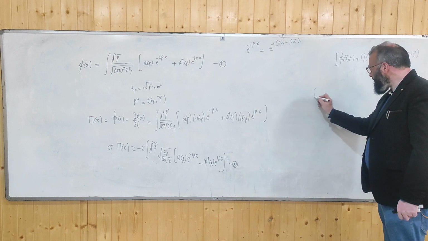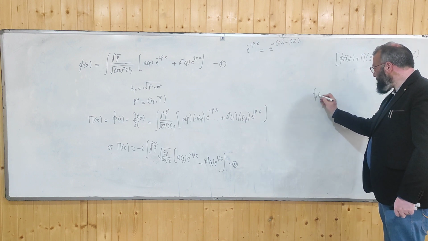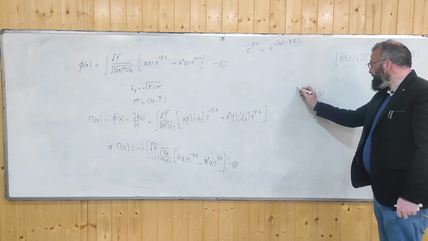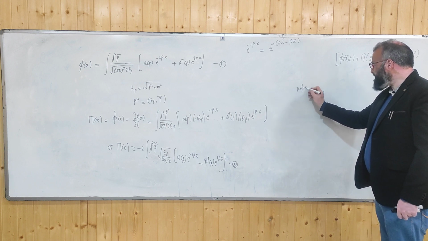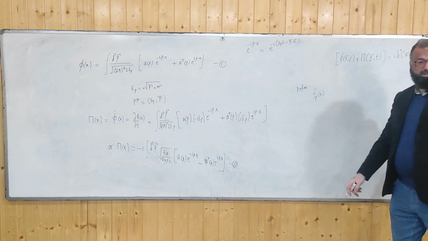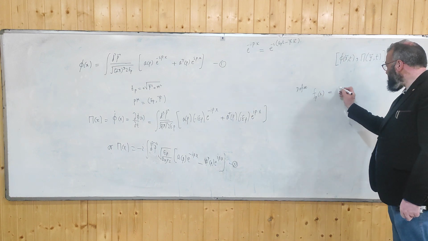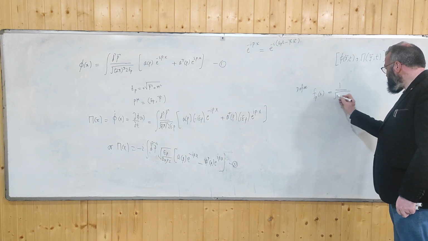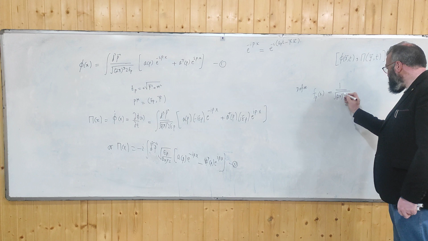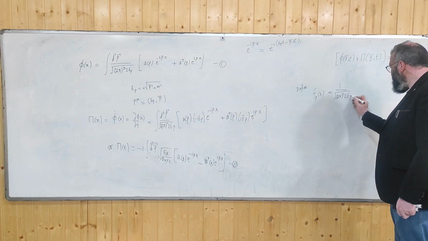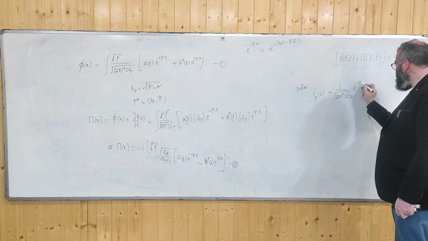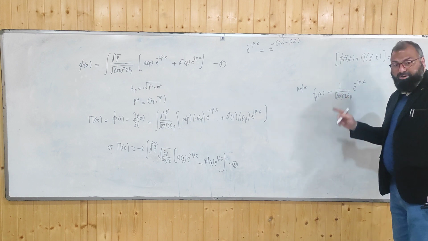So let me write this thing, f_p(x). Let's define this object. It is a plane wave. Let's calculate the orthonormality condition of the plane waves. So f_p(x) I will write as 1 divided by the square root of (2π)^3 times 2E_p, times e raised to the power minus i p·x. Clear? p is a four-vector here.